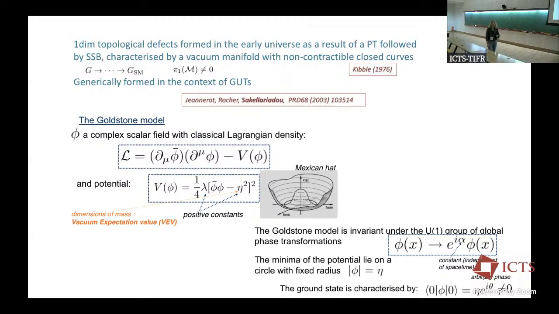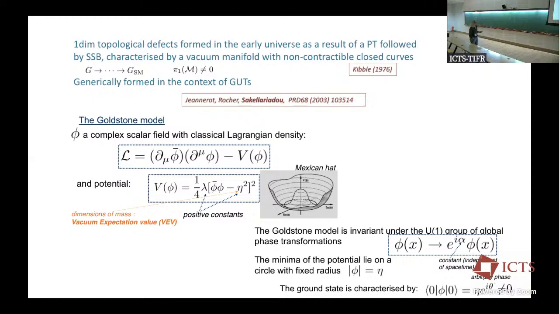So there are two types of models that people study: global strings, global defects in general, and local strings or local defects. Usually when people say cosmic strings, we mean local defects or one-dimensional defects. So this is the standard mechanism for a Goldstone model, which is the global string. Both have the same kind of formation mechanism, but as we will see, the properties are slightly different.